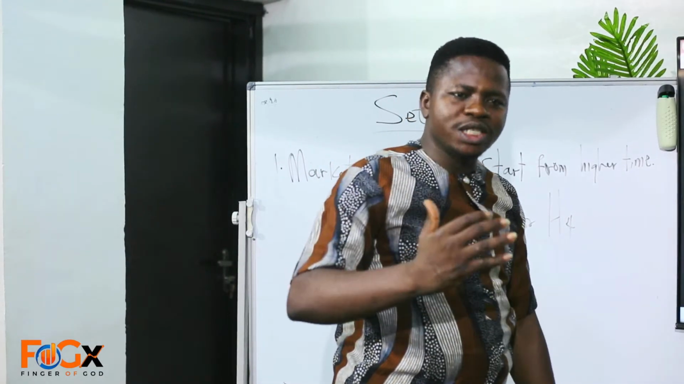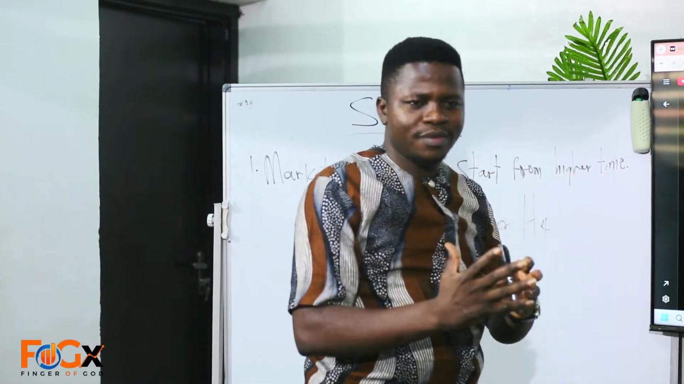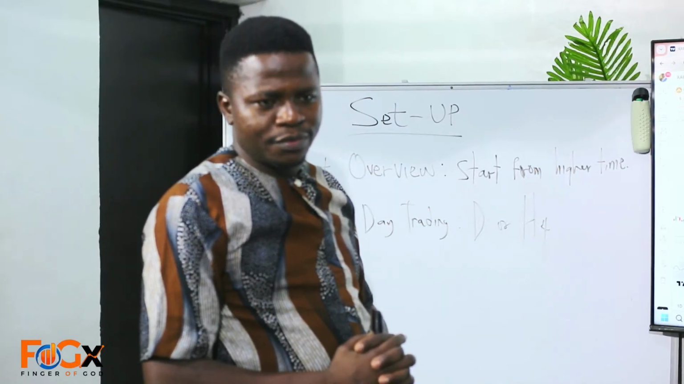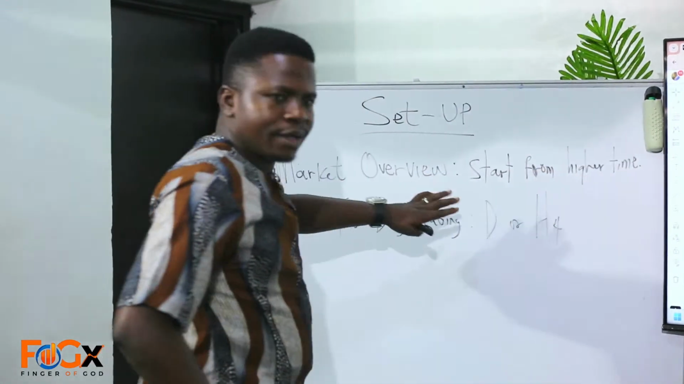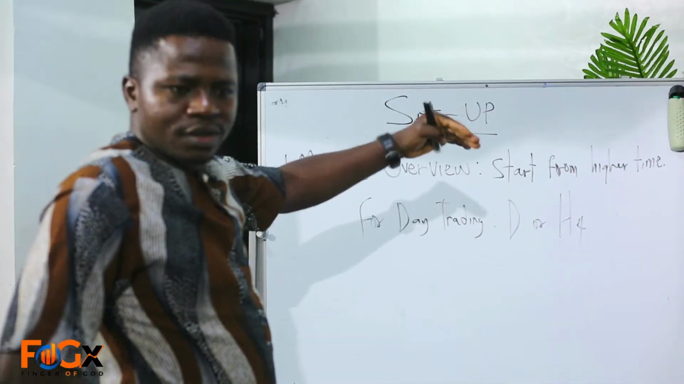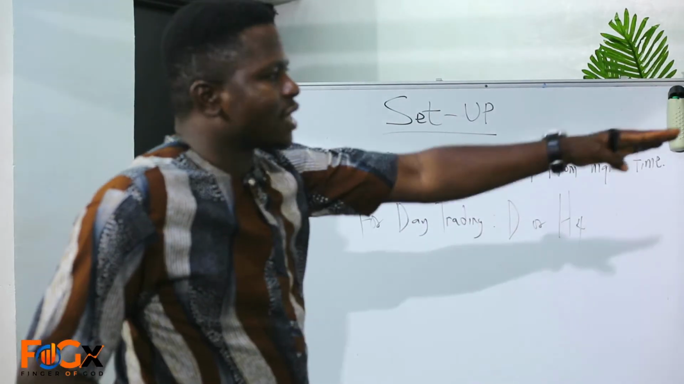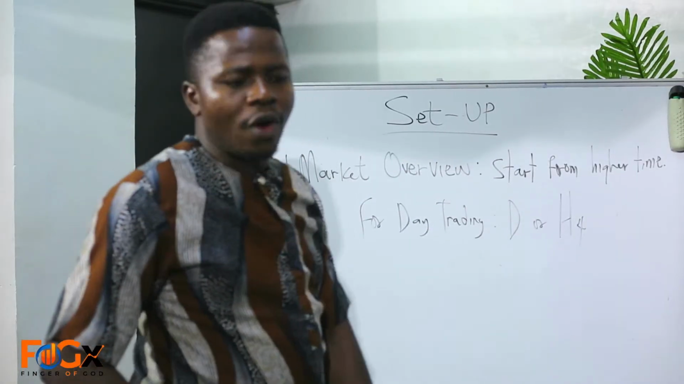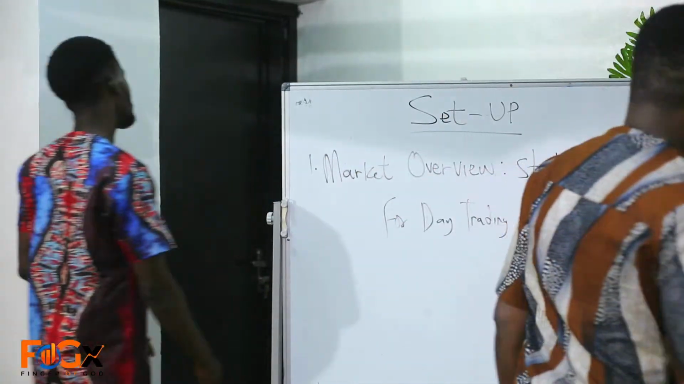Remember, we are trading structure. We are trading a system. We are trading within a zone. So once you do market overview, the next thing is breaking down into structure. So we are starting from daily time frame. The next thing is to go to 4 hours. So we go to 4 hours chart.